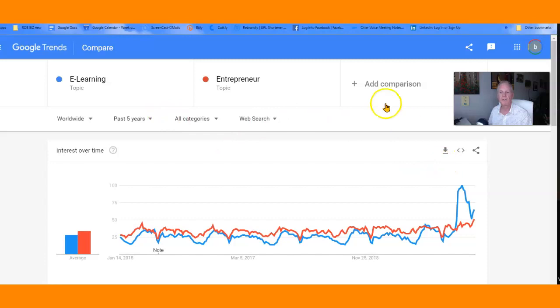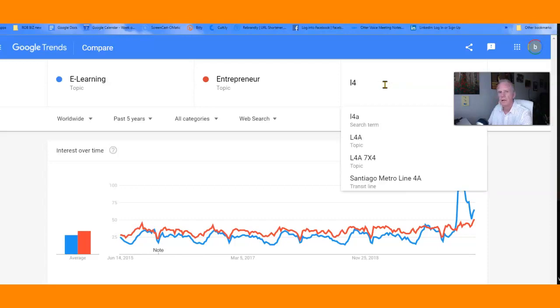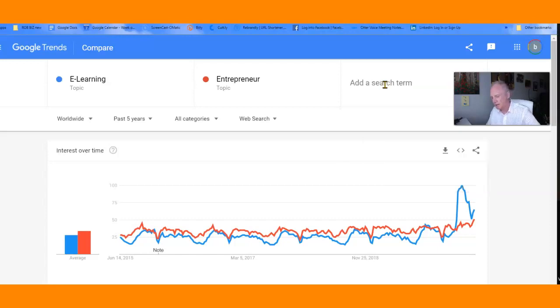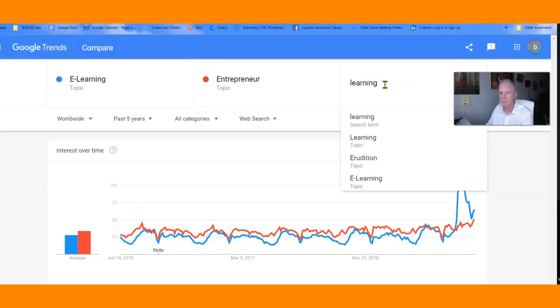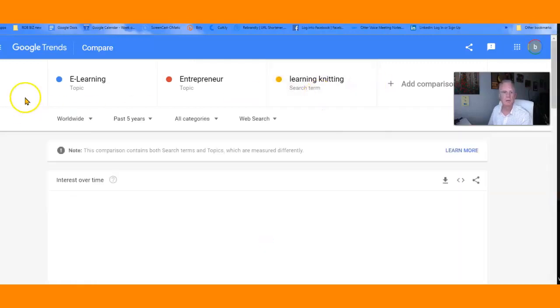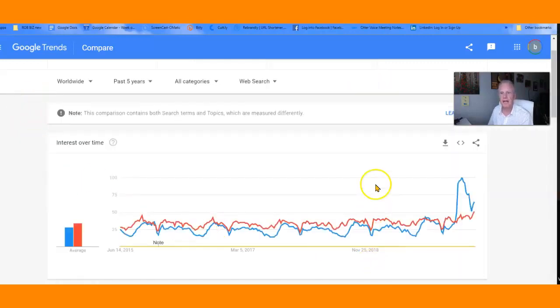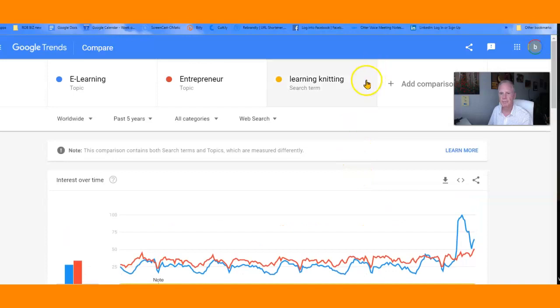So let's, for the fun of it, let's put in here, learn, I'm going to move my mic here a little bit. Let's say learning knitting. Okay. Yellow, we're going to get flat, not a good idea. Okay.